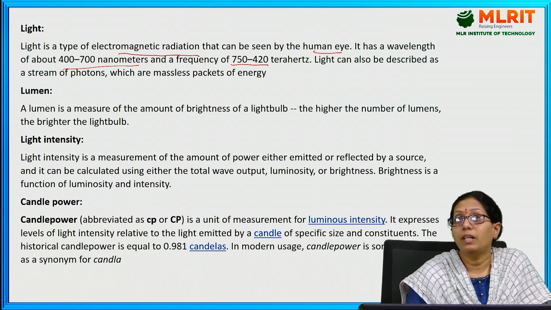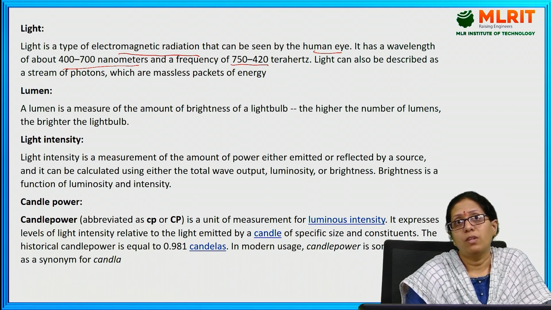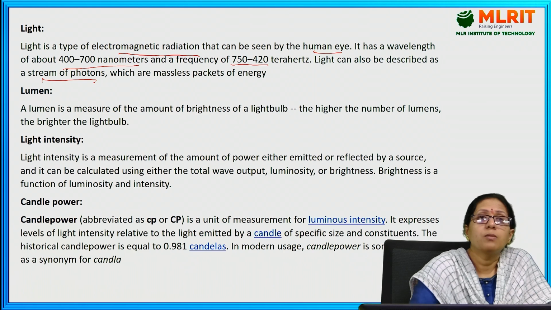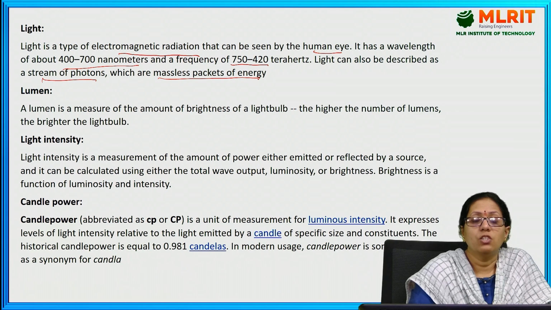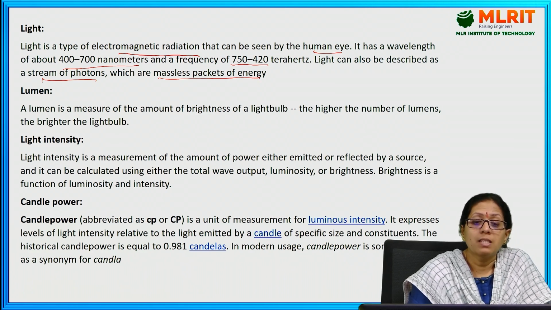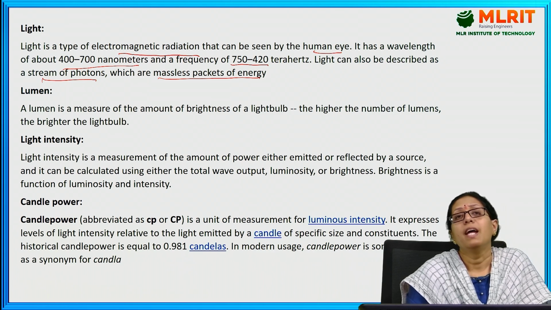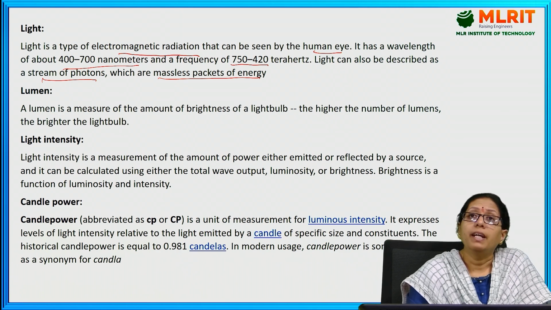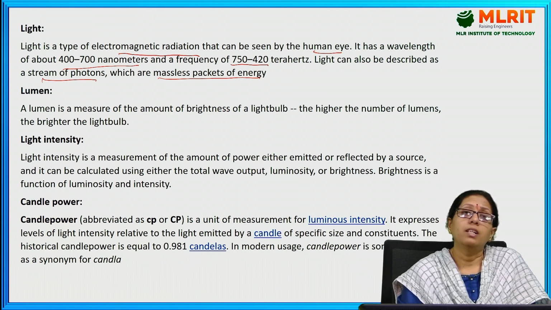Light can also be described as a stream of photons, which are massless packets of energy. So, light is an electromagnetic radiation that can be seen by the human eye, or it can be described as a stream of photons. In these two ways we can describe light.